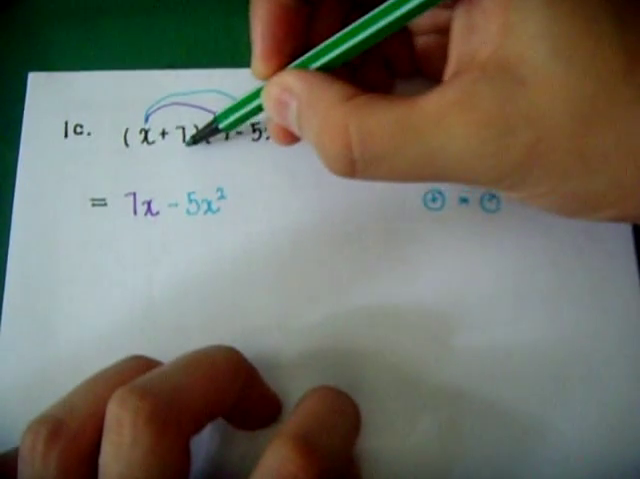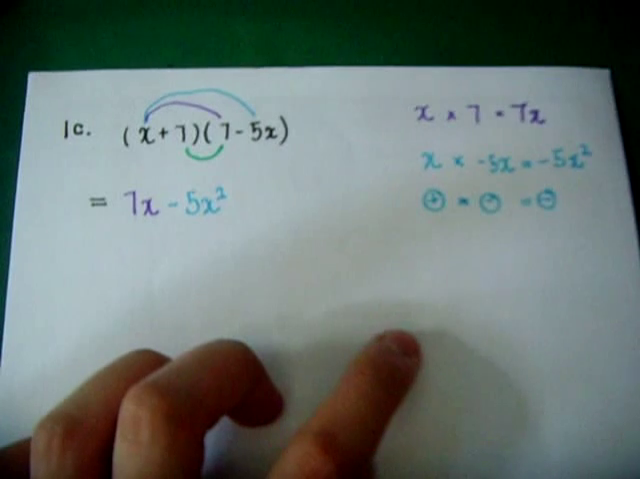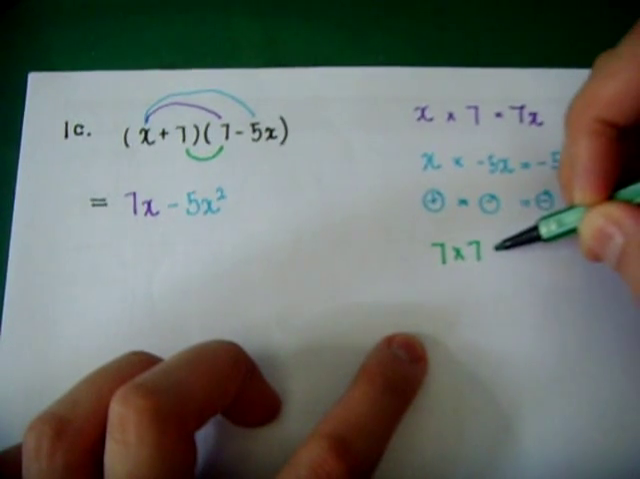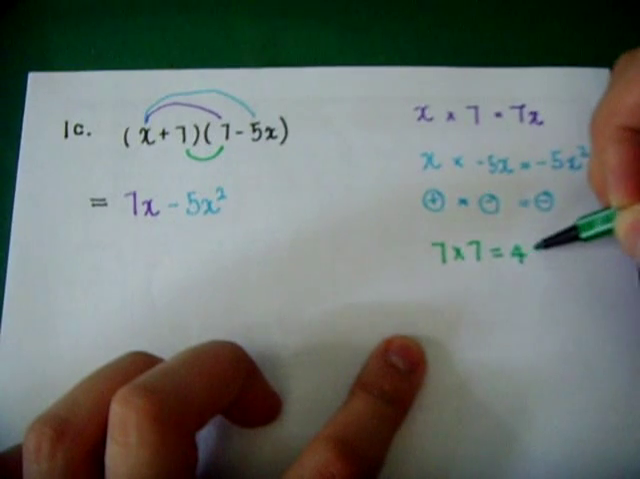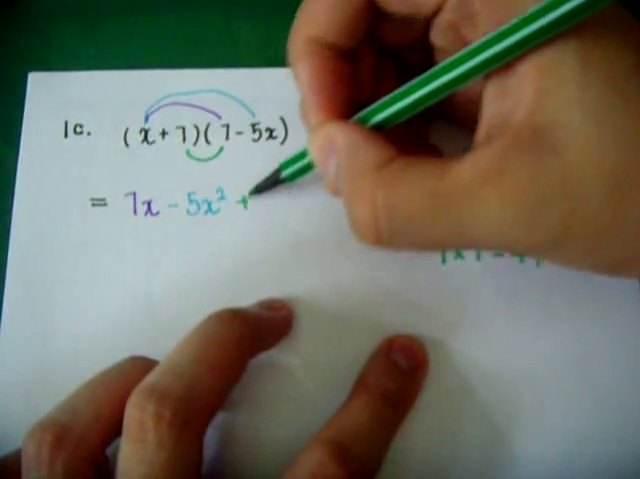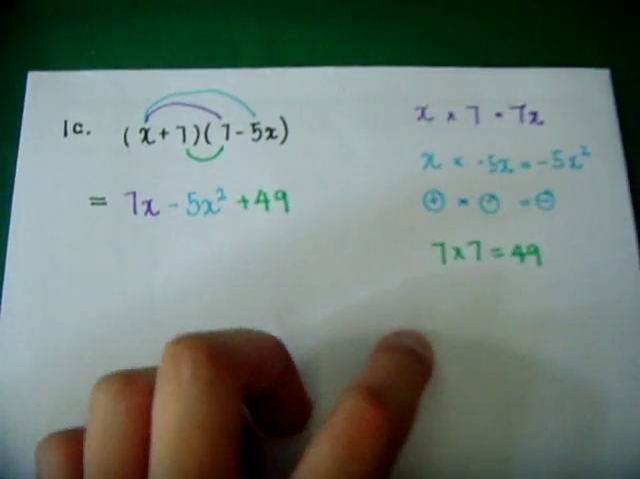So the next one I will get is I draw a line from 7 to 7. So what is 7 times 7? Use your calculator to check. This is 49, a positive 49. So I plus my 49.